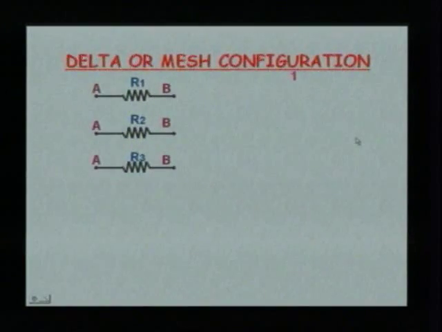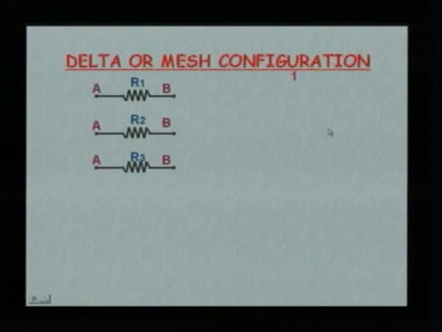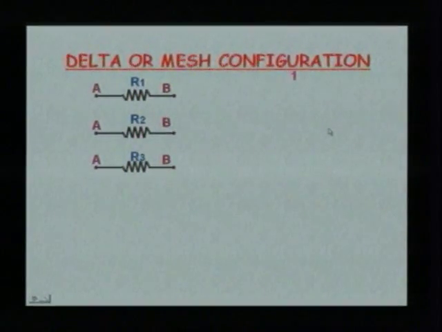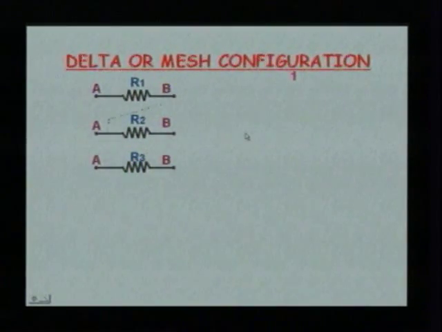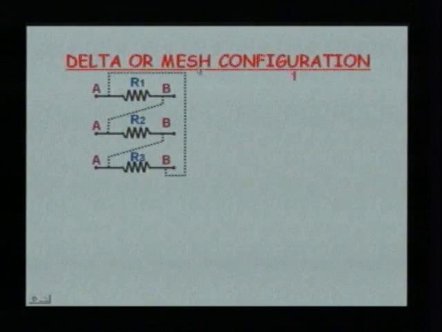Let us look into the delta or mesh configuration. In delta or mesh configuration, the dissimilar ends of the 3 elements are connected together. That is, we have 3 elements. Now, we shall make the connections. The B is connected to A. Once again, the B of the second element is connected to A of the third element. Likewise, the third element is connected to the first element.